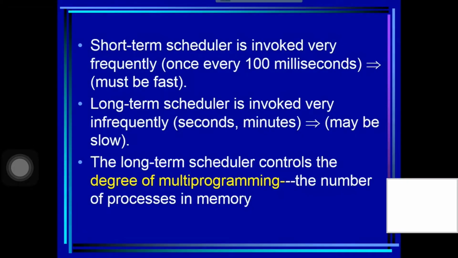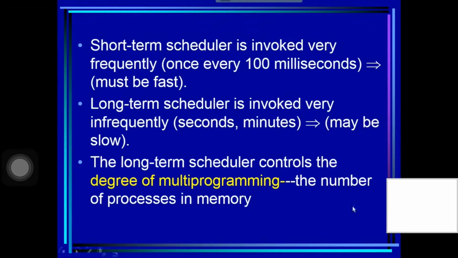The long-term scheduler controls the degree of multiprogramming. So what is the degree of multiprogramming? You must know this term. It refers to the number of processes in main memory. If the degree of multiprogramming is stable, then the average rate of process creation must be equal to the average departure rate of processes leaving the system. Thus, the long-term scheduler may need to be invoked only when a process leaves the system.